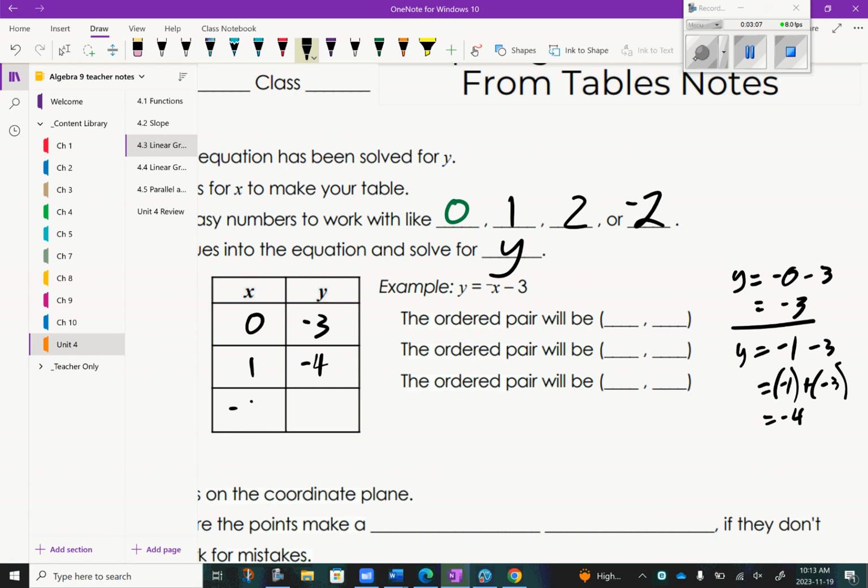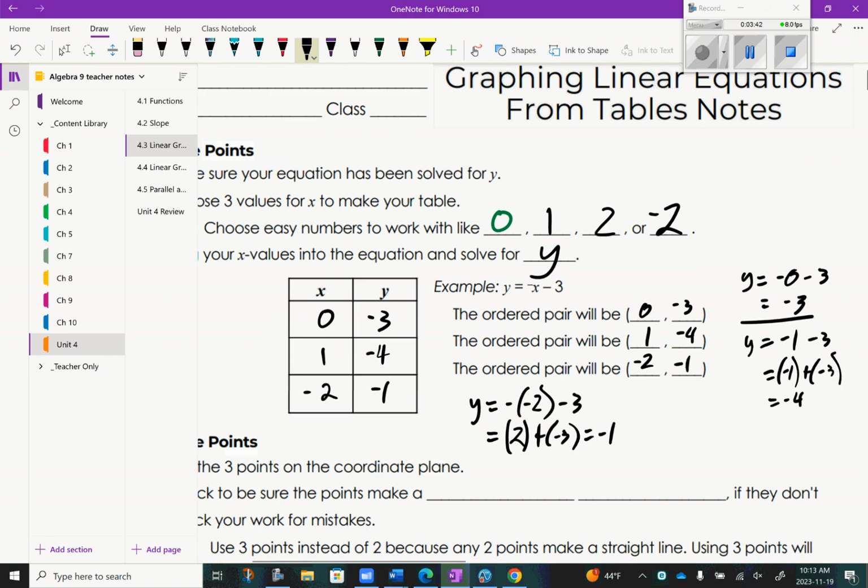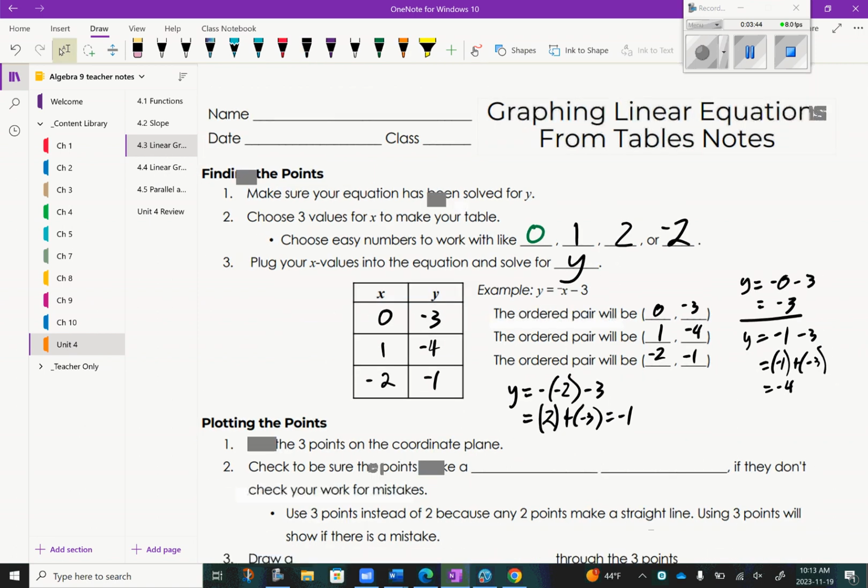And say, again, go to the left. I'm going to substitute negative 2. So y is equal to negative negative 2 minus 3. Well, again, the two negatives turn that positive. So this is 2 plus negative 3. That's negative 1. So we would then have 0, negative 3; 1, negative 4; negative 2, negative 1, all have to be points that are on our line.